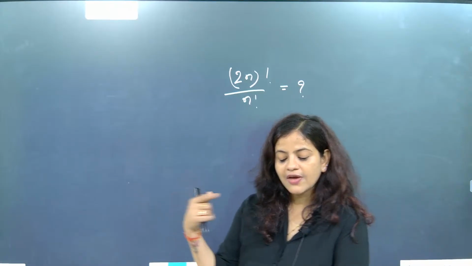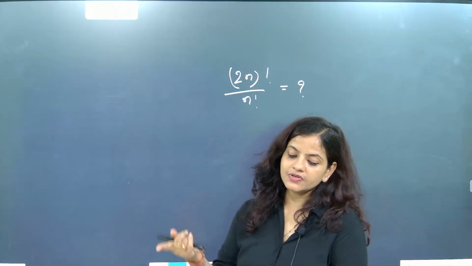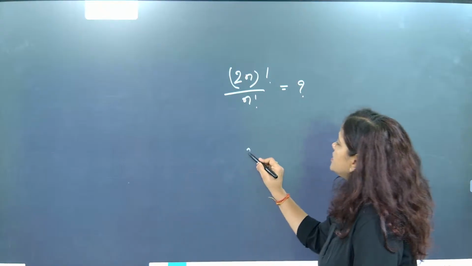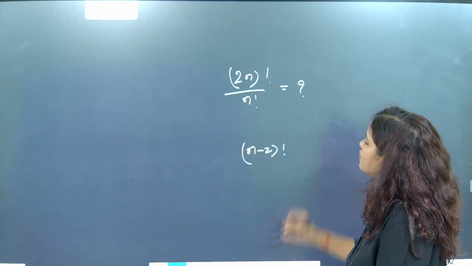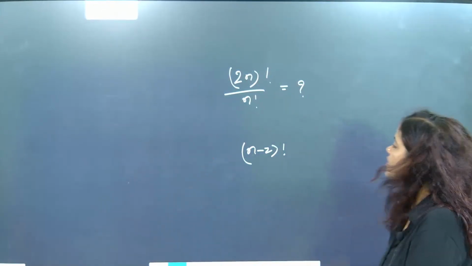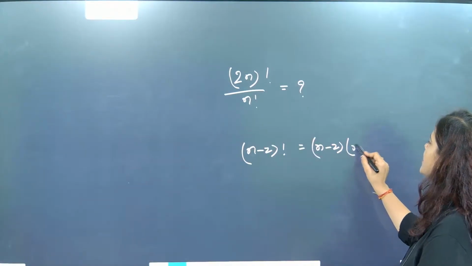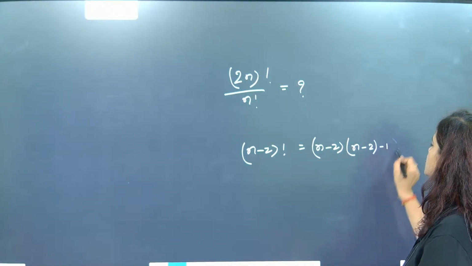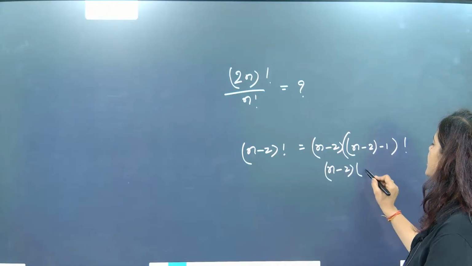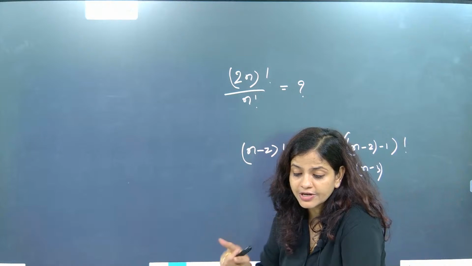See, every time, the terms are getting reduced by 1, beta. If 5 is there, after 5, what will come? 4. So, if (n minus 2) factorial is there, after this, the term will get reduced. So, after this, what will be the next term? n minus 2, and then it will become n minus 2 minus 1. Correct, now this factorial. So n minus 2 into n minus 3. Why? Because every successive term is reduced by 1.